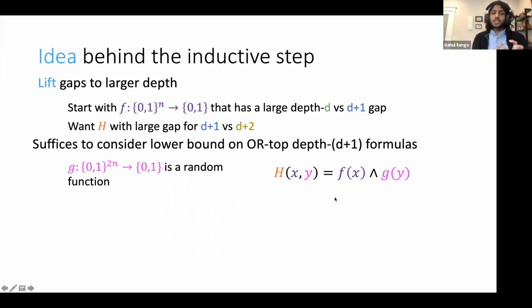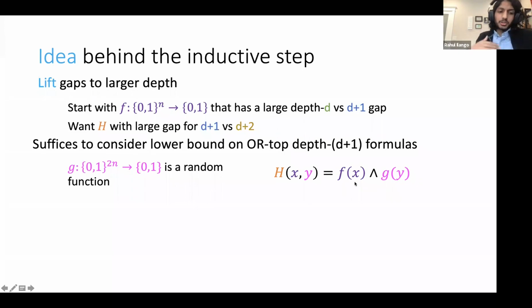The intuition here is, if I'm only allowed to compute this function h with an OR gate on top, well, h is a function that you want to compute with an AND gate on top. So you might think, if I only have an OR gate on top, that top layer of depth is kind of useless, and I'll have to skip that layer and go one depth lower. And that's why we're able to lift depth d to d plus 1, because you have an OR gate on top, but that's not so useful for computing h because you want to do it with an AND.